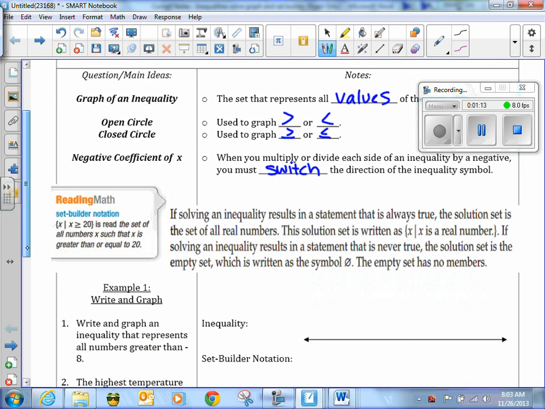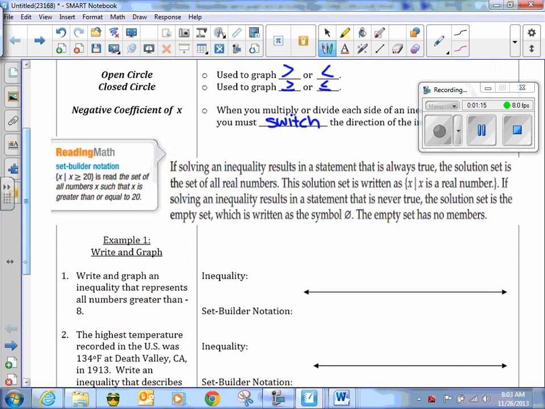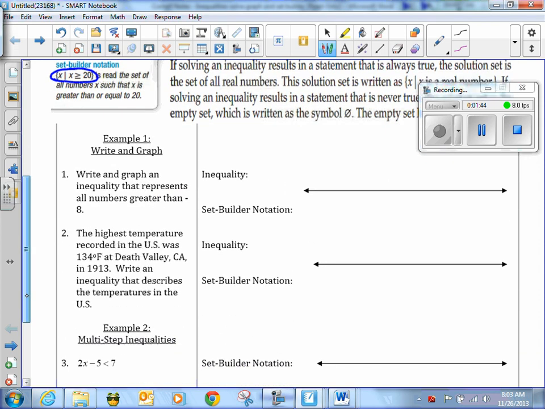So, set builder notation. We're a little familiar with this from dealing with domain and range when we had a line that continued. So I have {x | x ≥ 20}, x such that x is greater than or equal to 20. That's what we need to understand when we're doing set builder notation. So let's go ahead and get into it.